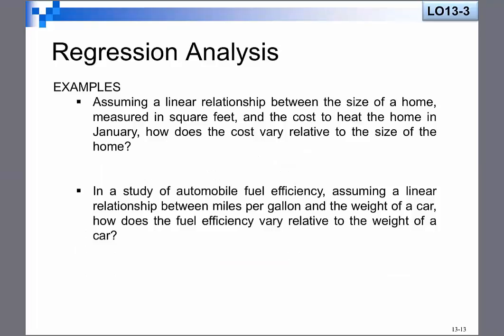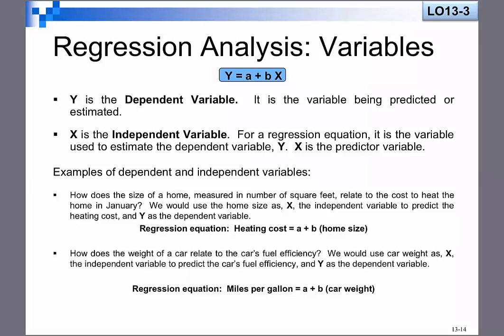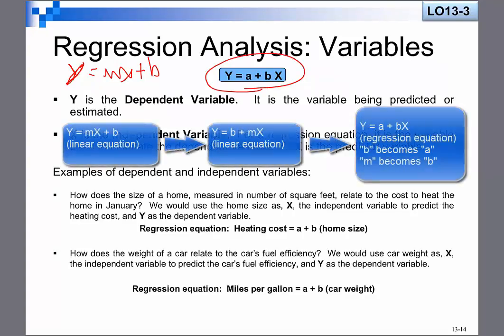Assuming a linear relationship between the size of a home and the cost to heat would be one way to look at regression analysis, and you can see the other example there. We call the Y the dependent variable. Look at the setup here. By the way, this setup is no different than your standard setup of Y equals MX plus B. If you recall from your college algebra days, Y equals MX plus B is the formula for a linear curve. There's no difference here when we look at this setup. We're just changing the names of letters.